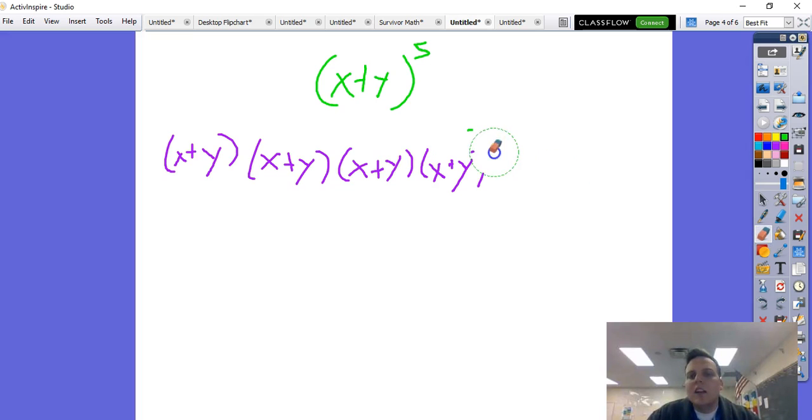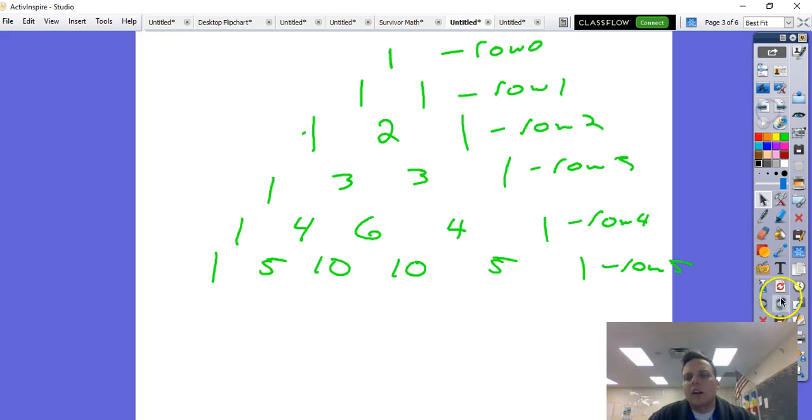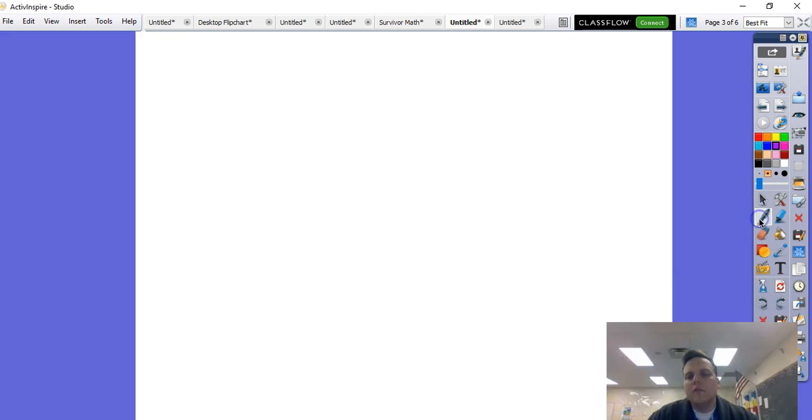So instead, we're going to use Pascal's triangle. Now, this is not the only purpose of Pascal's triangle. There are other purposes, and Pascal's triangle is a very interesting triangle, but we're going to focus on using it for binomial expansion. Pascal's triangle is constructed by always starting with a 1.